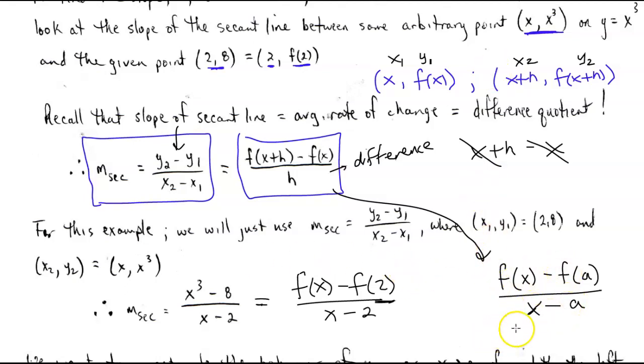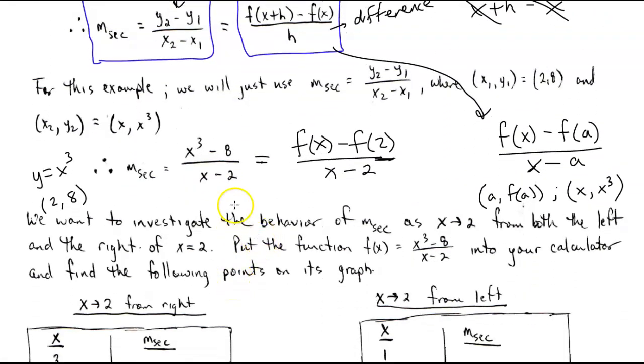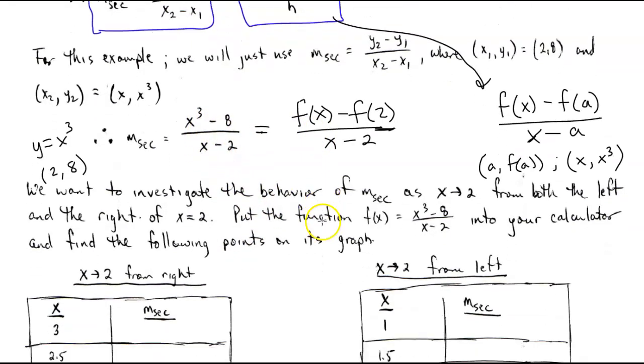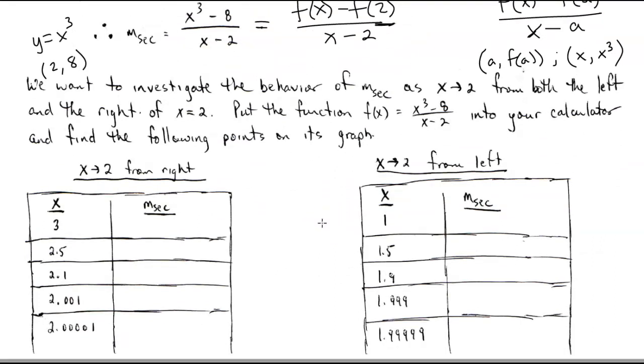Now, in this case here, the points that you're looking at are a, f of a as the first point, and the second point will be x cubed for this particular example. So that's how we formed this particular formula for the slope of the secant line for our function y is equal to x cubed, and all the action is, of course, around the point 2, 8. So what we're going to do now is figure out, for several different values of x, what this result is going to end up looking like here. Okay. And we're going to use this chart to help us out here.